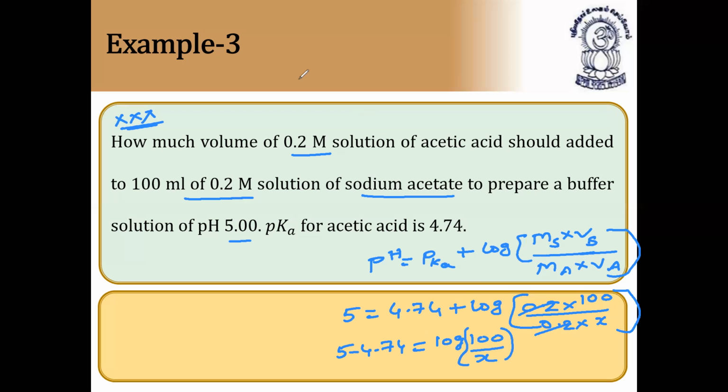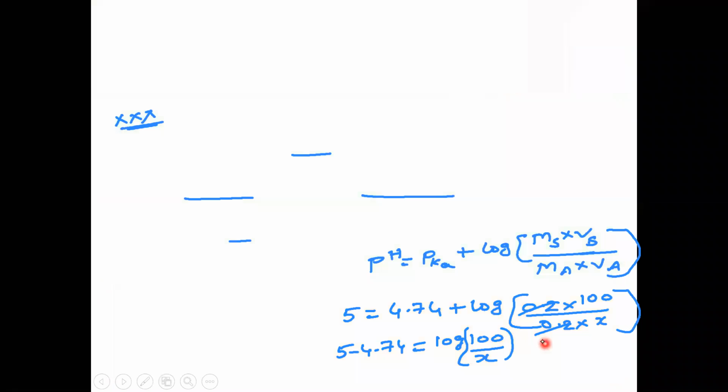So continuation with this, I'll do it on the next page. So 5 minus 4.74 is equal to log 100 by x. I'll do it clearly. So next page, what is the given count? 5 minus 4.74 is equal to log of 100 by x.